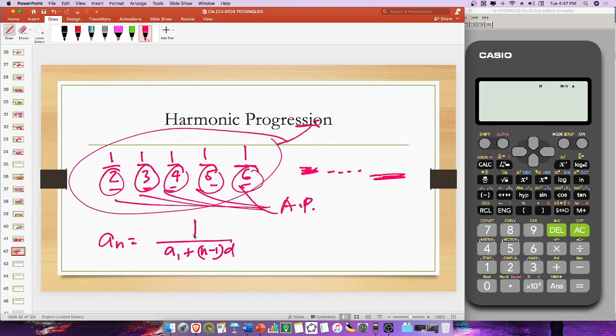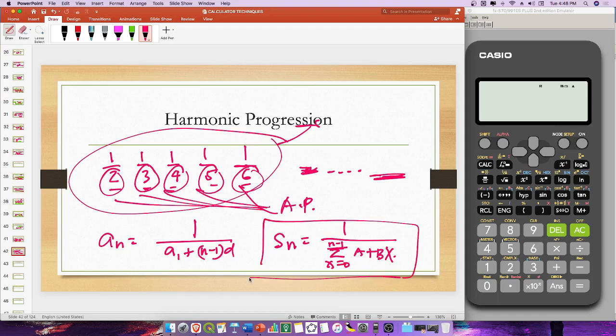So the sum will also be the reciprocal. The sum of the harmonic progression is just the reciprocal of the sum of your arithmetic progression. That's not the reciprocal, this is wrong. That's the wrong representation. This is the reciprocal of the summation of a plus bx, where x is from 0 to n minus 1. This is how you denote the sum of the arithmetic progression. Take note, this is arithmetic progression. This is the sum of your harmonic progression. Let's do that later on.